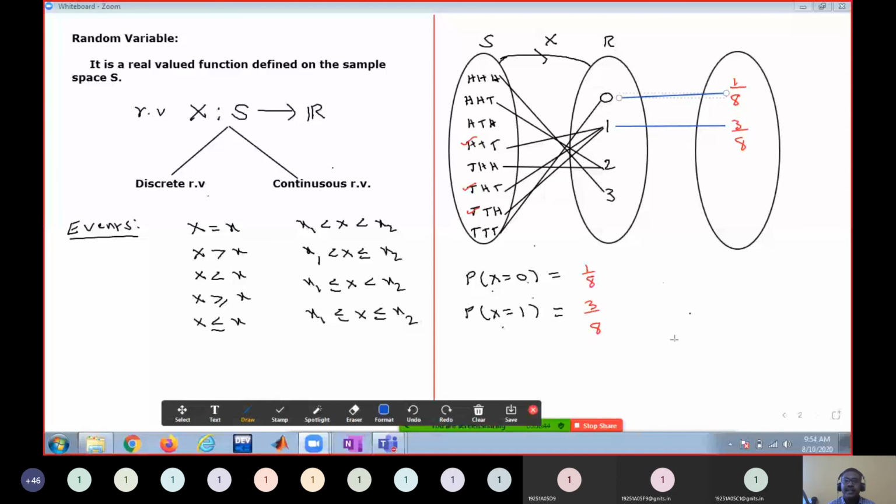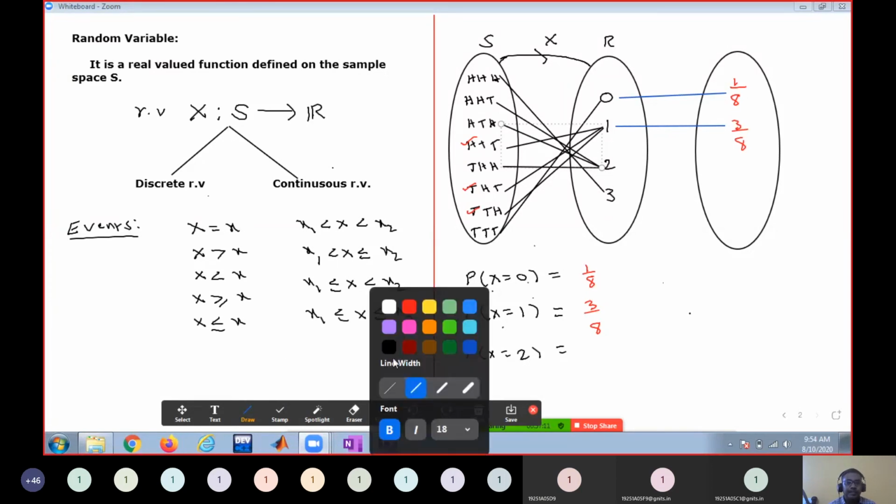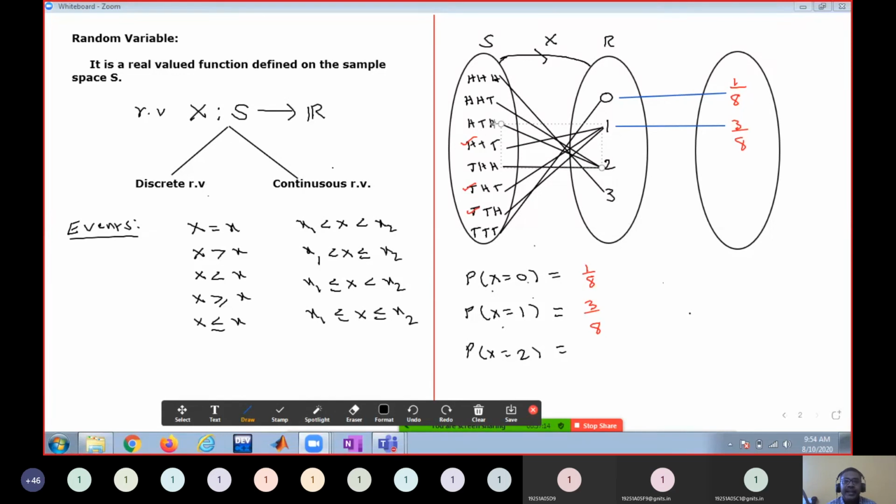Now what about the next case? What is the probability that there are exactly 2 heads? What is the pre-image of 2? 3 by 8. I think I did not map this. There are three cases: head here, tail head here, tail head tail head. So there is again 3 by 8.